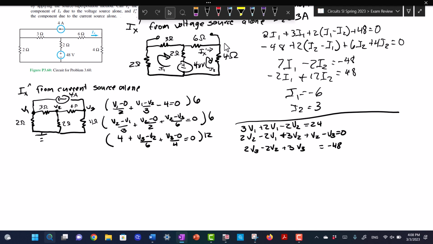I cannot be trusted. Okay, so this first equation becomes 5V1 minus 2V2 plus 0V3 equals 24. The second equation is minus 2V1 plus 6V2 minus 1V3 equals 0. And the last equation, 0V1 minus 2V2 plus 5V3 equals negative 48.